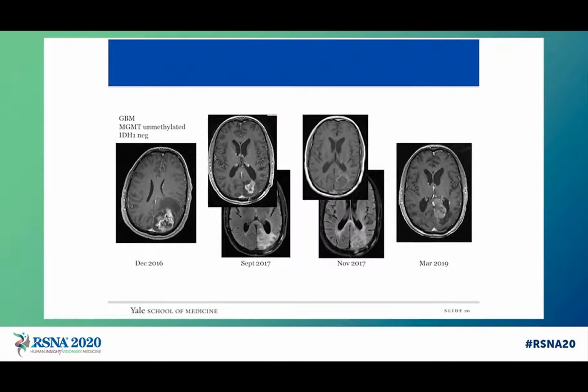He was then started on Avastin, but unfortunately, as is typical of this disease, it just recurred again at the edge of the treatment area in March of 2019. And so while LIT is not necessarily the be-all and end-all treatment for glioblastoma, laser was able to buy him an additional 16 months of survival, which I think is pretty good given the options.